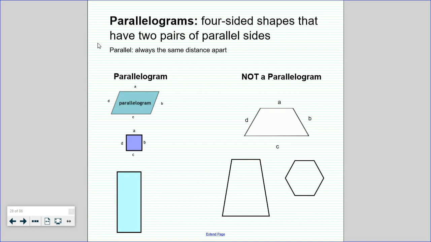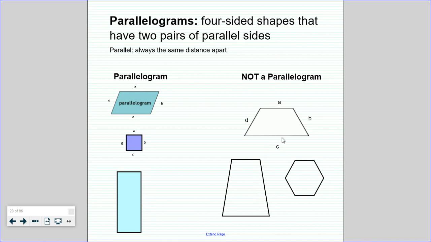We're going to drill that into our brains. And parallel means always the same distance apart. So on this column right here, we have three examples of parallelograms. On this column over here, you have three examples of shapes that are not parallelograms. So let's talk about why not.